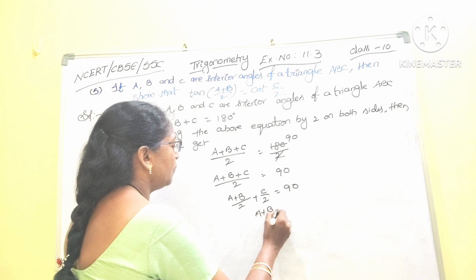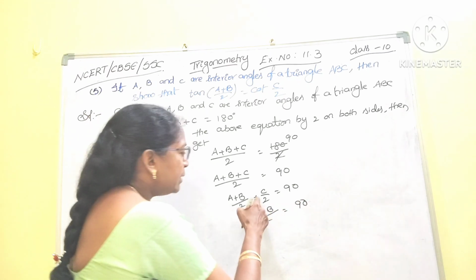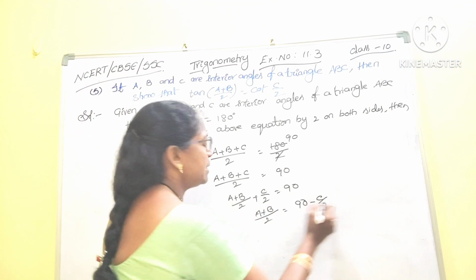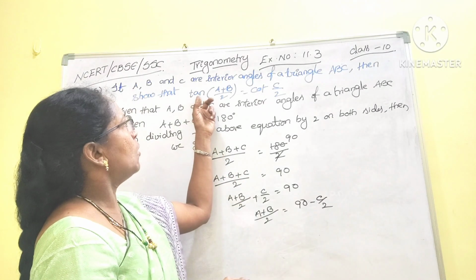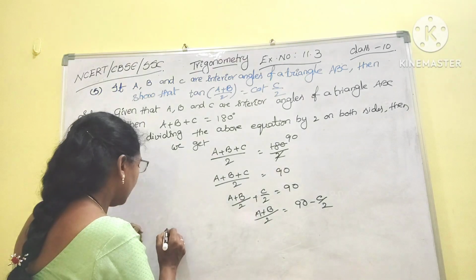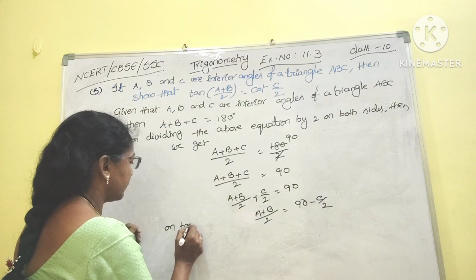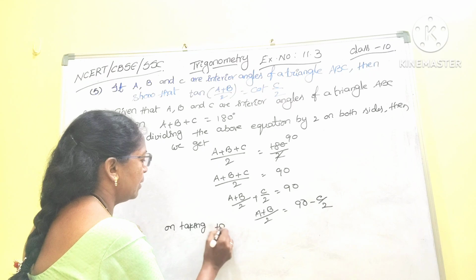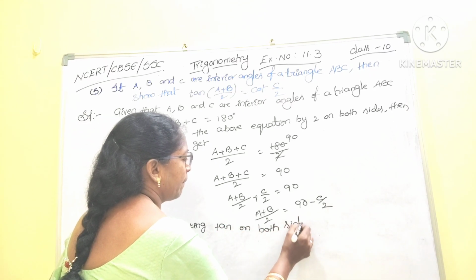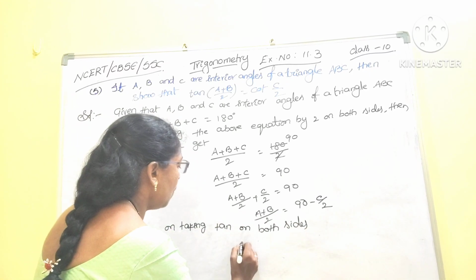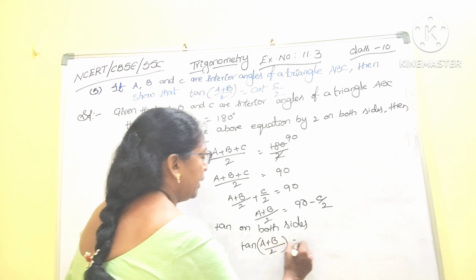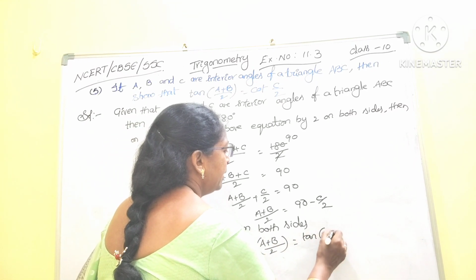(A plus B) by 2 equals, this C by 2 you have to transfer to the other side, so it becomes 90 minus C by 2. Now again observe what you have to show here, it is in terms of tan and cot. So on taking tan on both sides, then apply that tan. So tan (A plus B) by 2 equals tan (90 minus C by 2).